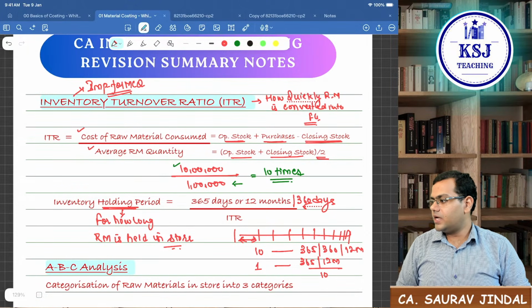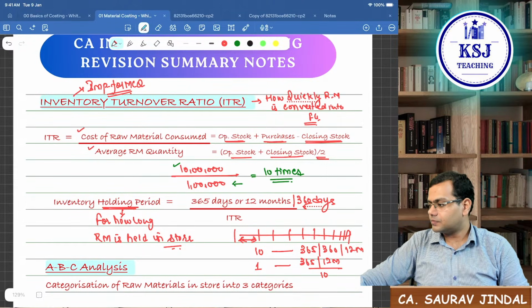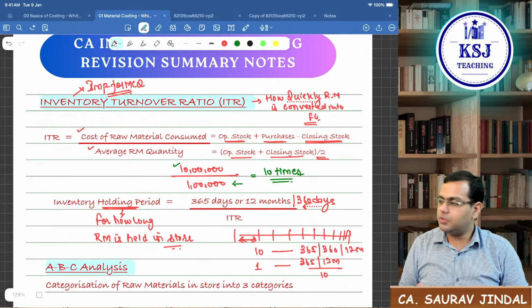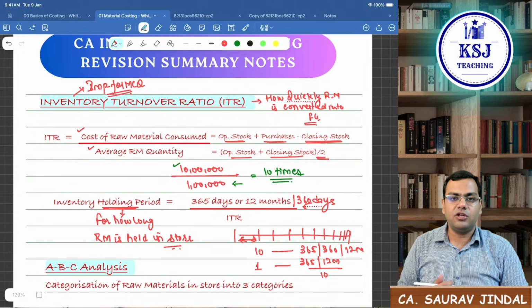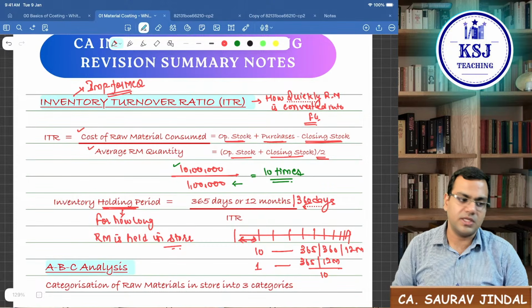Yes, let me know guys if you have any doubts quickly. Clear? See, the meaning should be clear. Once the meaning is clear, you can solve any questions. And on this inventory turnover ratio, the institute is asking MCQs. They can ask an MCQ on this again.